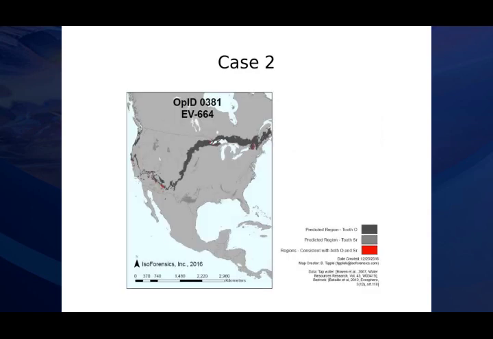Another case that we did was very interesting because the areas predicted by oxygen and by strontium, as well as where they overlap, which are the areas in red, were only consistent with the United States and not with anywhere in Mexico or Central America.